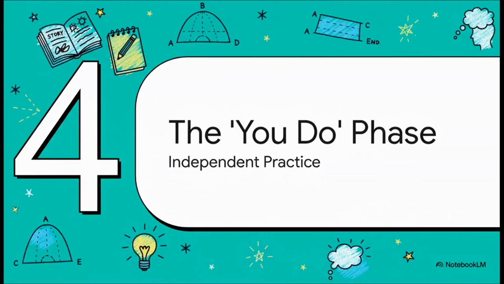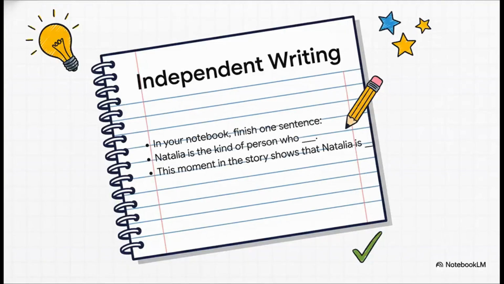All right, now we make that final, all-important transition to the you do phase. It's time to release that responsibility and really see if students can apply this awesome new skill all on their own. A fantastic way to set them up for success is to use sentence stems, just like these. They're not a crutch, they're scaffolding. They give just enough structure so students can really focus on articulating their analysis clearly, what they learned about Natalia, and how they know it.